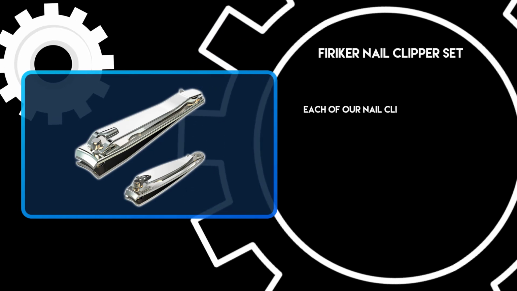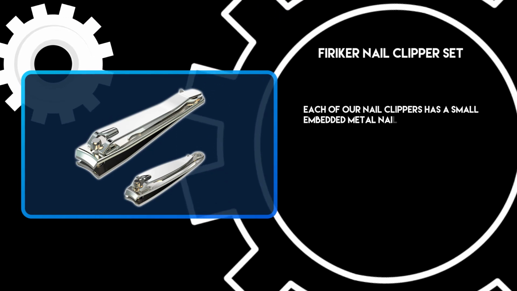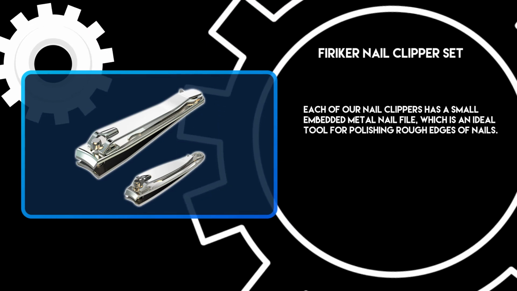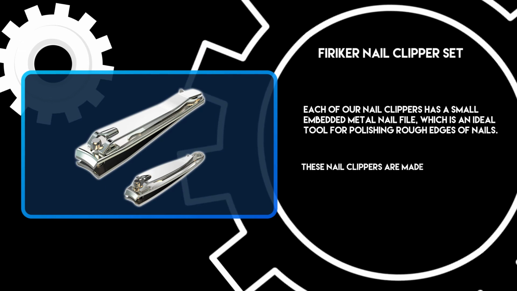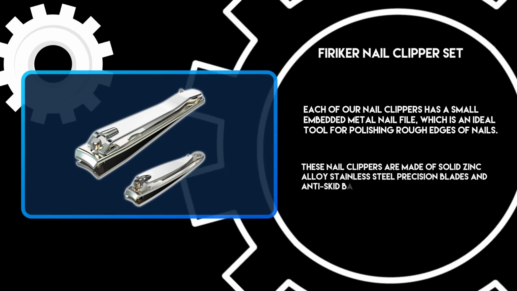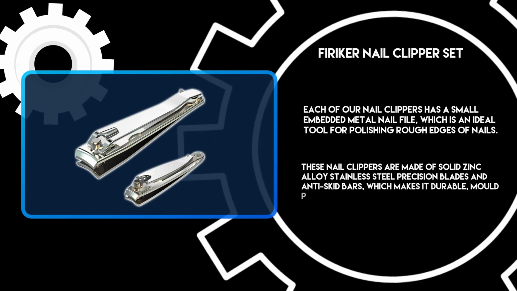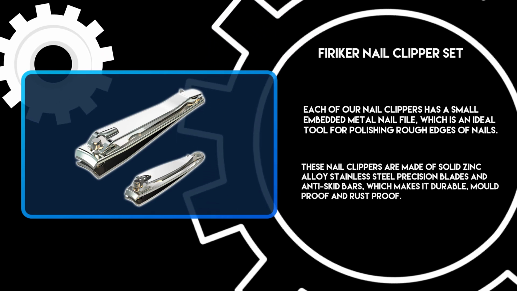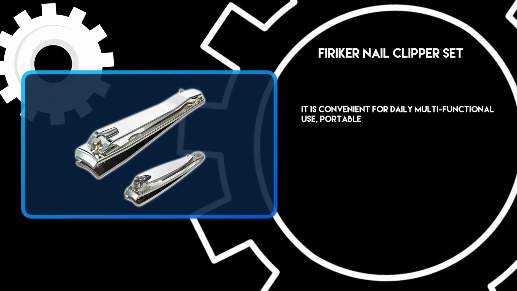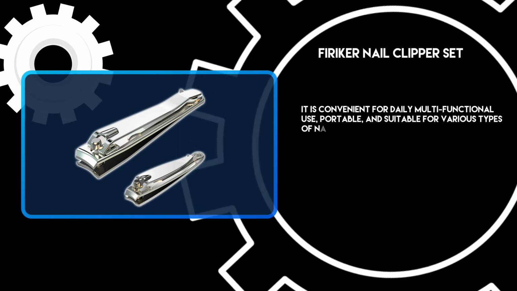Each of our nail clippers has a small embedded metal nail file, which is an ideal tool for polishing rough edges of nails. These nail clippers are made of solid zinc alloy stainless steel precision blades and anti-skid bars, which makes it durable, mold-proof and rust-proof. It is convenient for daily multifunctional use, portable, and suitable for various types of nails.